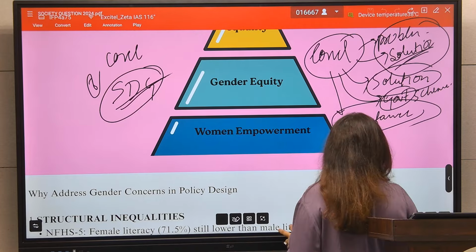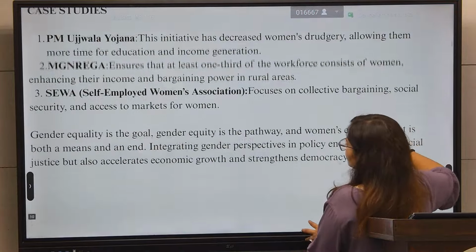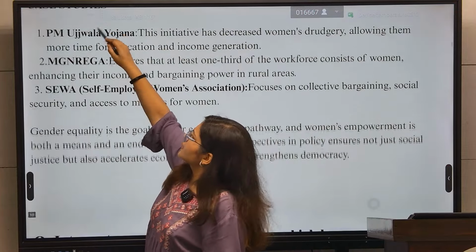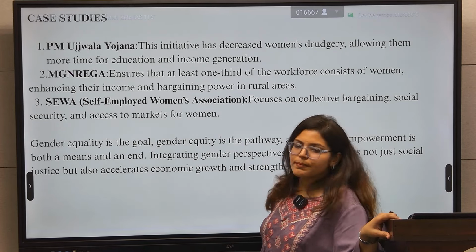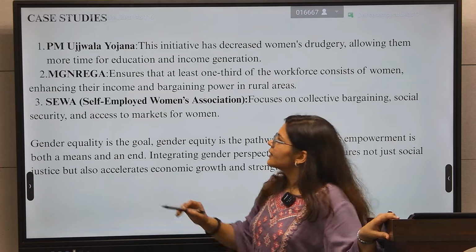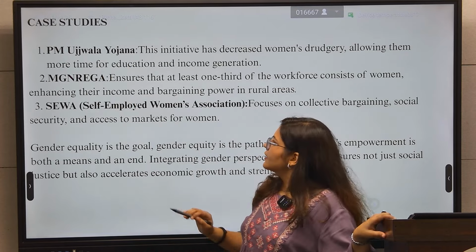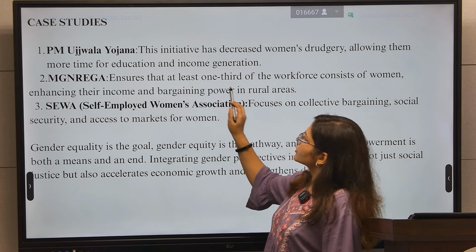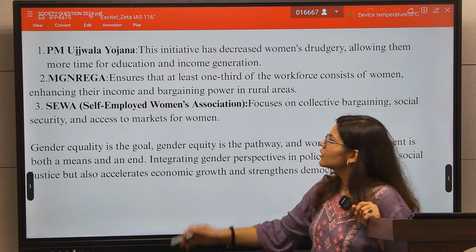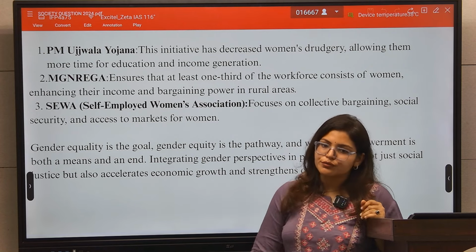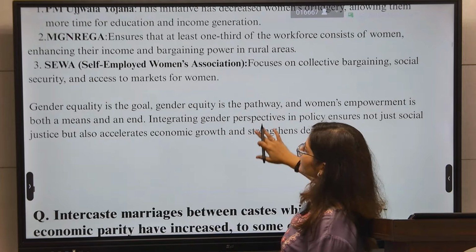Now see this type of question, how to conclude this. You can also give some case studies. I have given 3 case studies: one is PM Ujjwala Yojana, second is MGNREGA, and third is SEWA. That is how these schemes take gender concern into account. See, MGNREGA ensures that at least one third of the workforce consists of women. This will ensure income and bargaining power for women. So in this way, if you remember, give either one or two case studies.